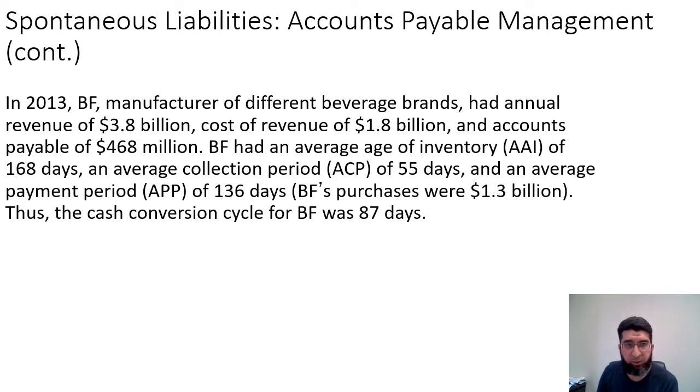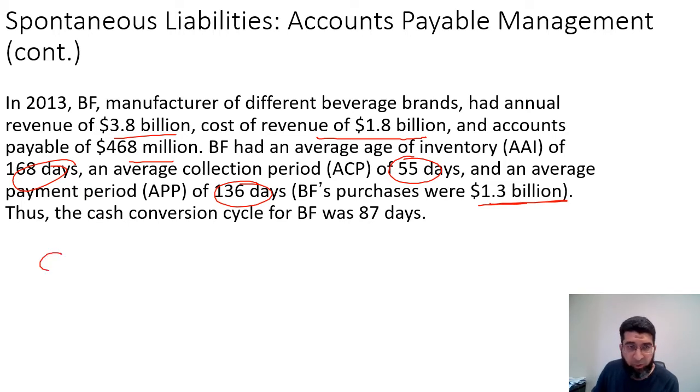Let's look at an example. In 2013, BF, a manufacturer of different beverage brands, had annual revenue of 3.8 billion, cost of revenue of 1.8 billion, and accounts payable of 468 million. BF had an average age of inventory of 168 days, an average collection period of 55 days, and an average payment period of 136 days. BF's purchases were 1.3 billion worth. So what is the cash conversion cycle?